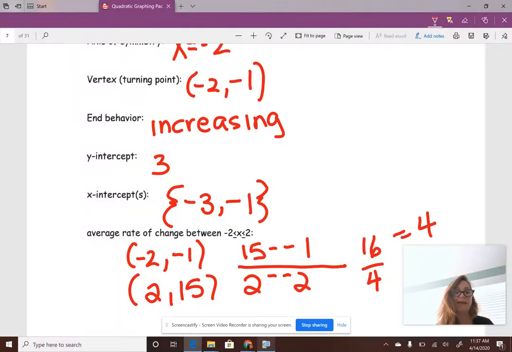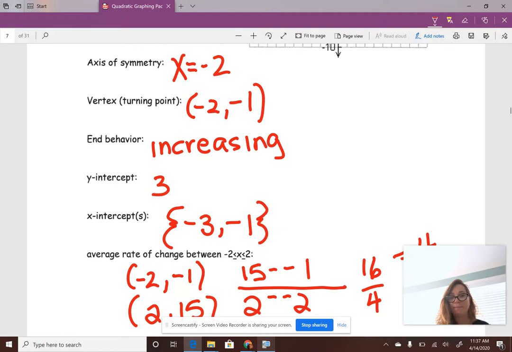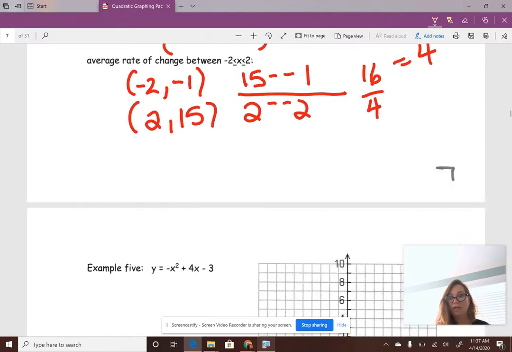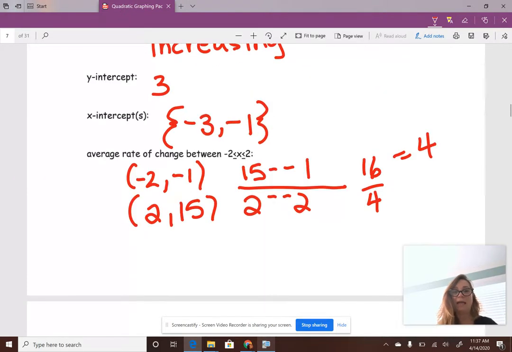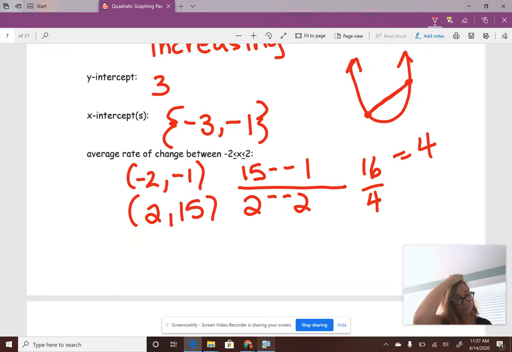So what that's saying is that if I went back to my picture and I connected it, and whoops, come back. If I made a line, so say this is my picture just so you can see it in front of you. If I made a line that connects when x is -2 to when x is 2, that line or line segment would have a slope of 4. And that's really all they're asking about, average rate of change.